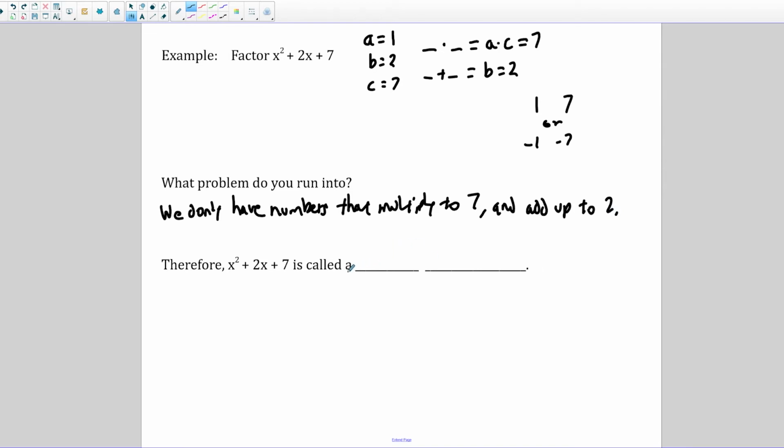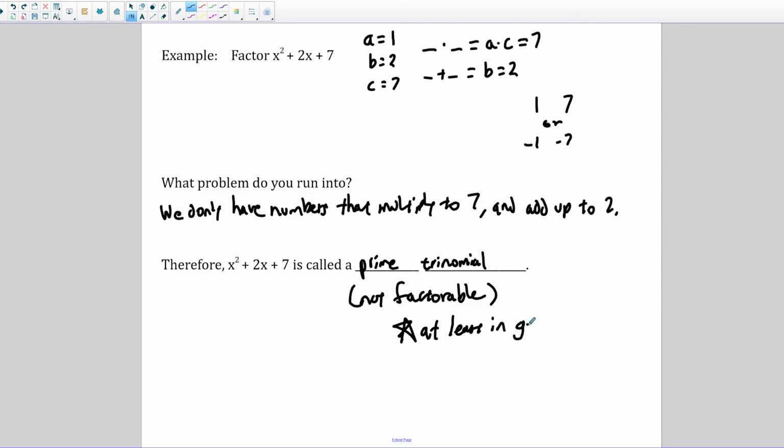Therefore, in this case, this trinomial is what we call a prime trinomial. So this is a trinomial that's actually not factorable, at least in grade 10. Later on in Math 20, you'll learn that you can factor this, although the solutions won't make quite as much sense as they would once you've actually learned the new content.